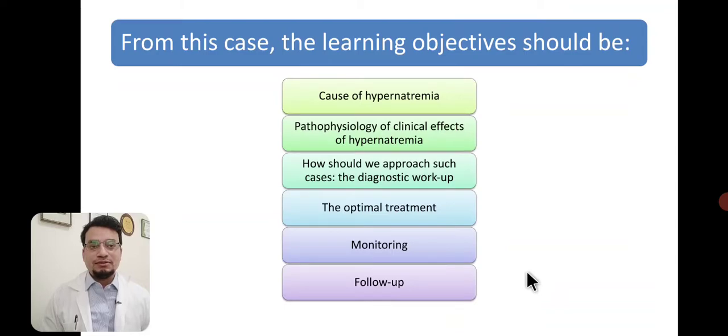From this case, our learning objectives should be to find out the cause of hypernatremia, to discuss the pathophysiology and how we should approach such a case, a diagnostic workup plan and its optimal treatment. While treating it, how should we monitor, and after treatment, how are we going to follow up such a case. So these are the various discussion points.